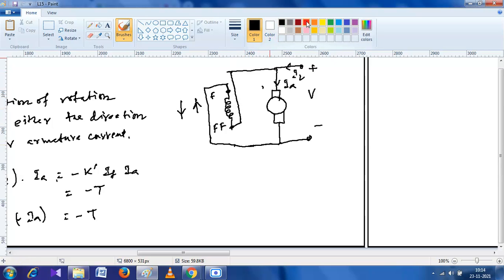So what is the direction of the current? Now the direction of the current is upward, and the direction of the shaft should now be counterclockwise, that means anti-clockwise.